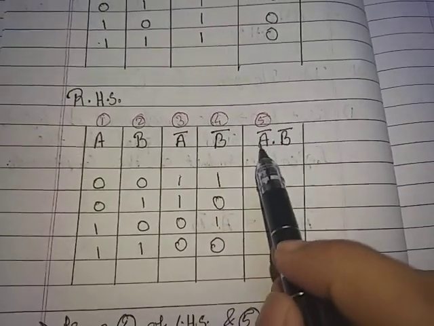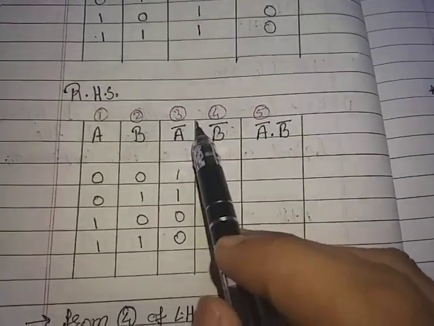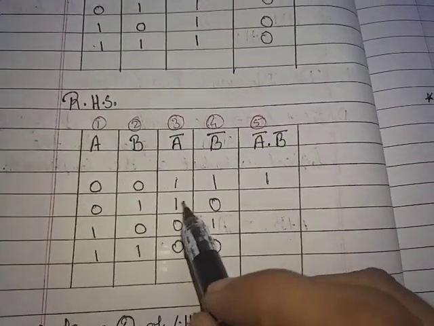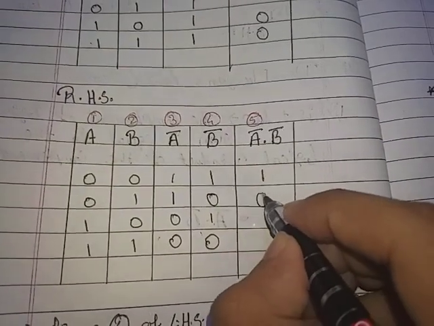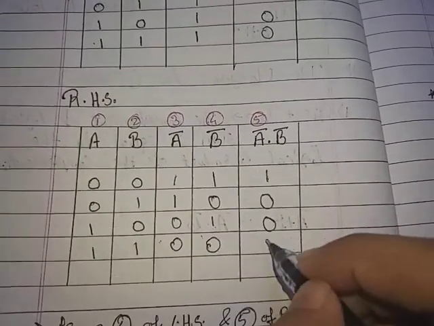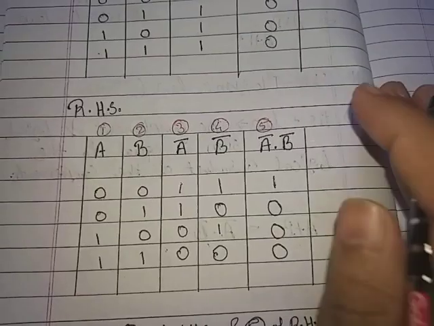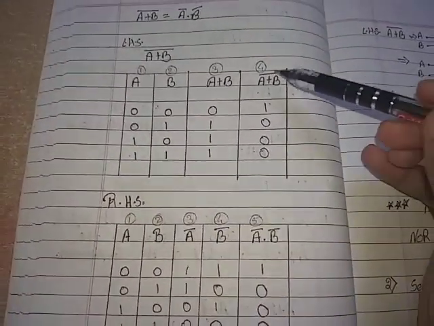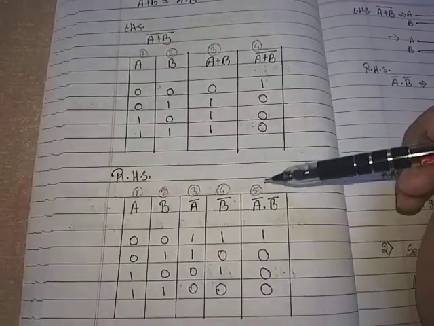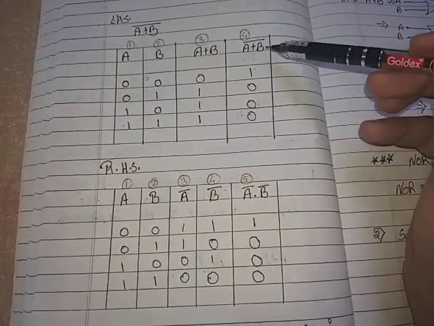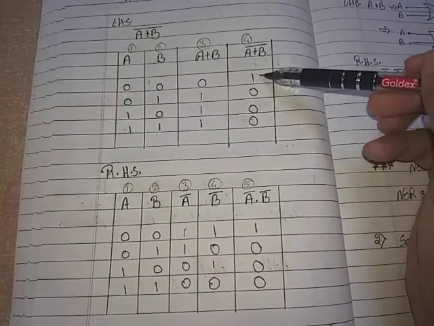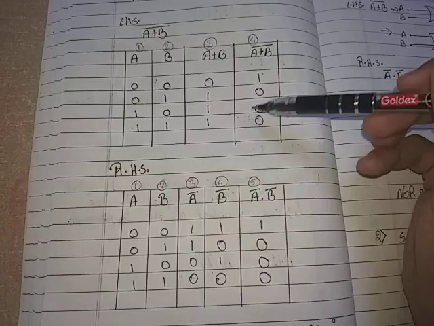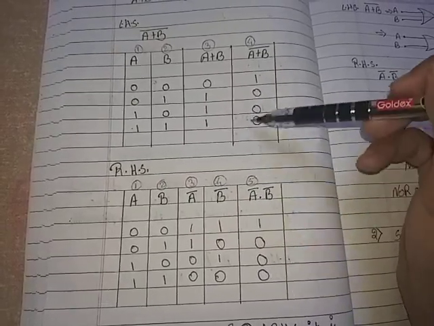Now then we have to perform a bar dot b bar. So column third dot column 4. So 1 dot 1 1, 1 dot 0 0, 0 dot 1 0, and 0 dot 0 0. So from column 4th of LHS and column 5th of RHS, both are identically equal. Look at here, 1 1, 0 0, 0 0, 0 0.